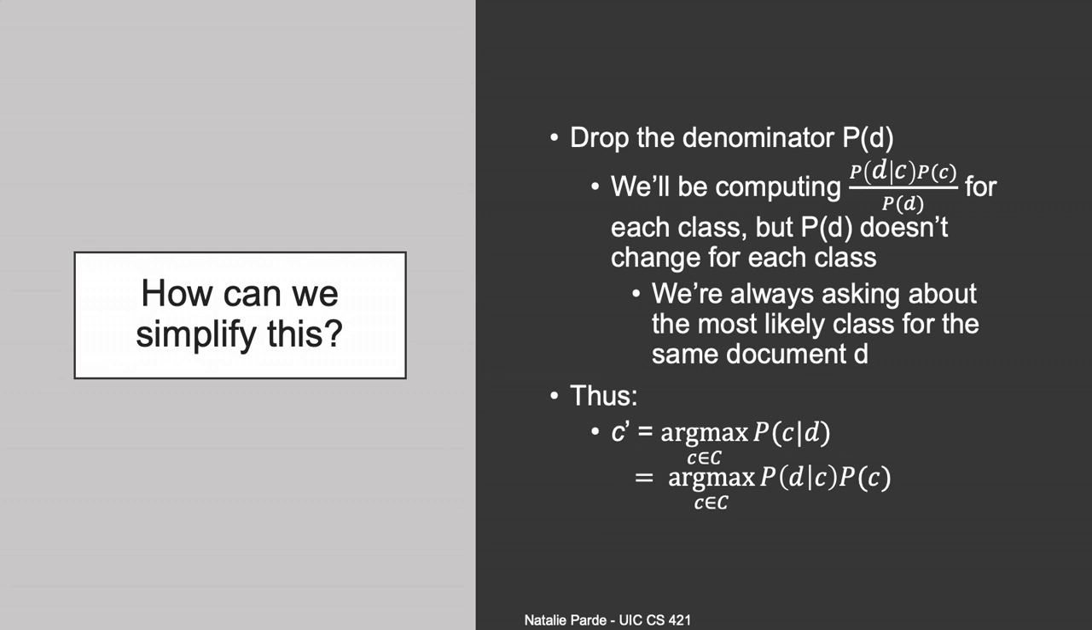Even though the equation is already pretty simple, we can actually simplify it even further by dropping the denominator. That's because the probability of the instance occurring doesn't change for each class. It stays the same every time. So we end up being able to predict a class by just computing the probability of the document given the class times the probability of the class for each possible class, and then selecting the class that maximizes that equation.